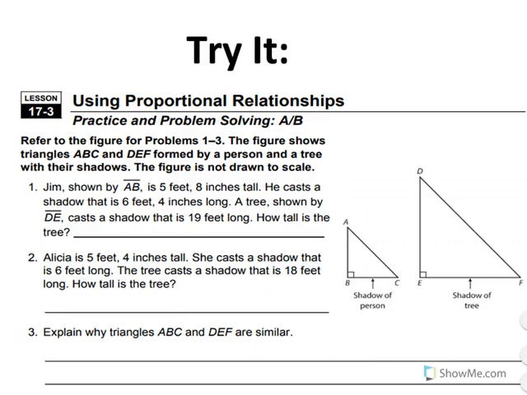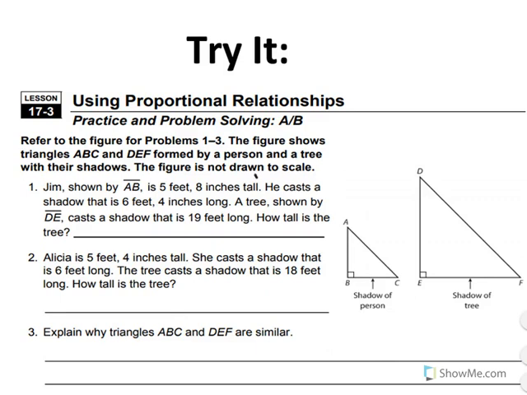Using proportional relationships, refer to the figure for problems 1 through 3. The figure shows triangles ABC and DEF formed by a person and a tree with their shadows. The figures are not drawn to scale. Jim, shown by the segment AB, is 5 feet 8 inches.